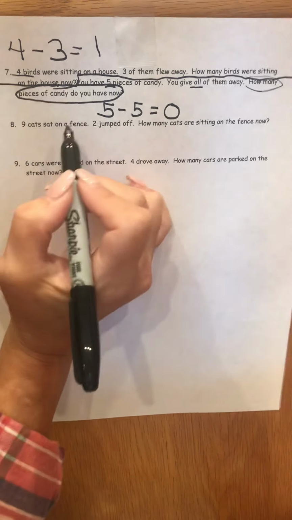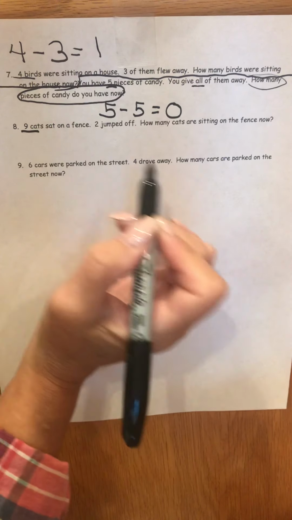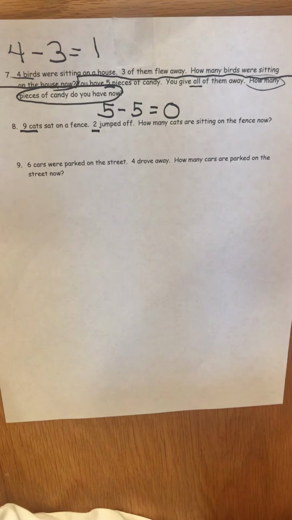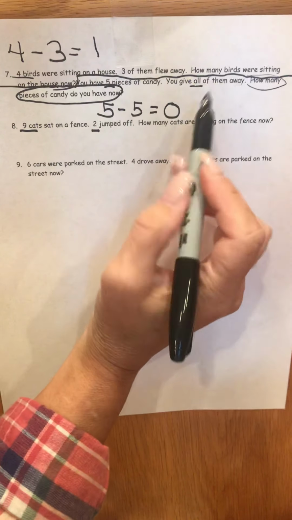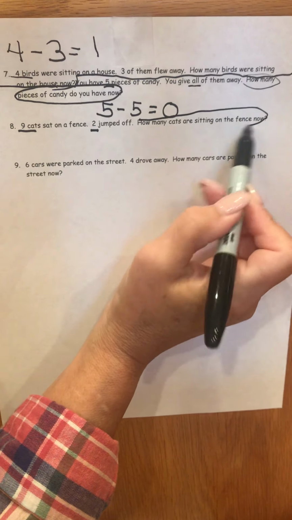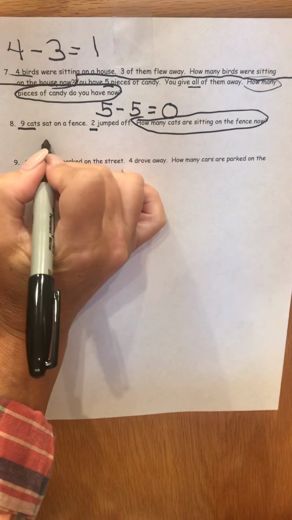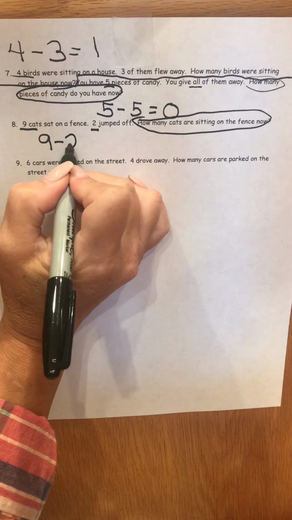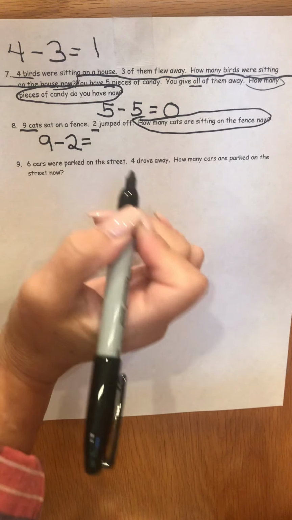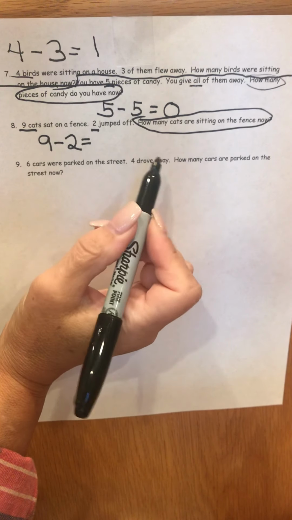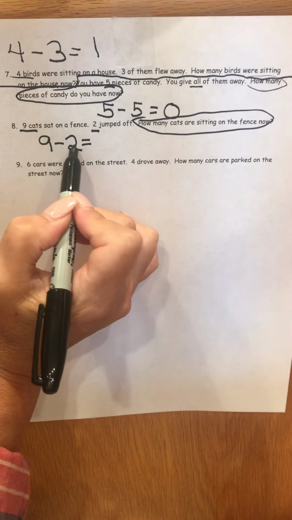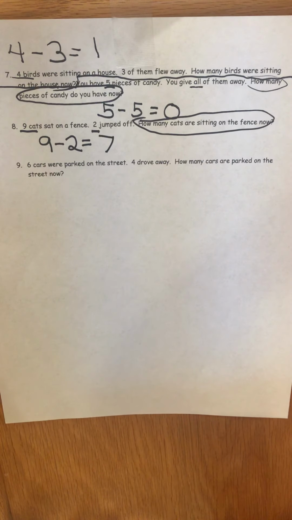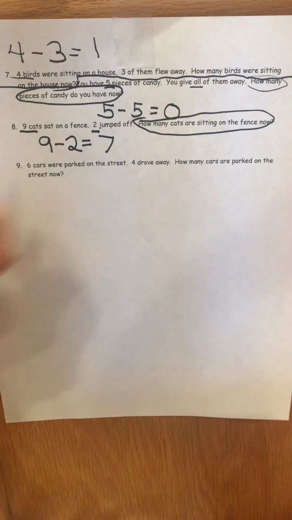All right, number 8. 9 cats sat on a fence. 2 jumped off. Oops, I moved the chair a little bit. Oh, you guys can still see. How many cats are sitting on the fence now? 9 cats sat on a fence. 2 jumped off. How many cats are sitting on the fence now? 9 take away 2 equals 7. 7 cats are still sitting on the fence.